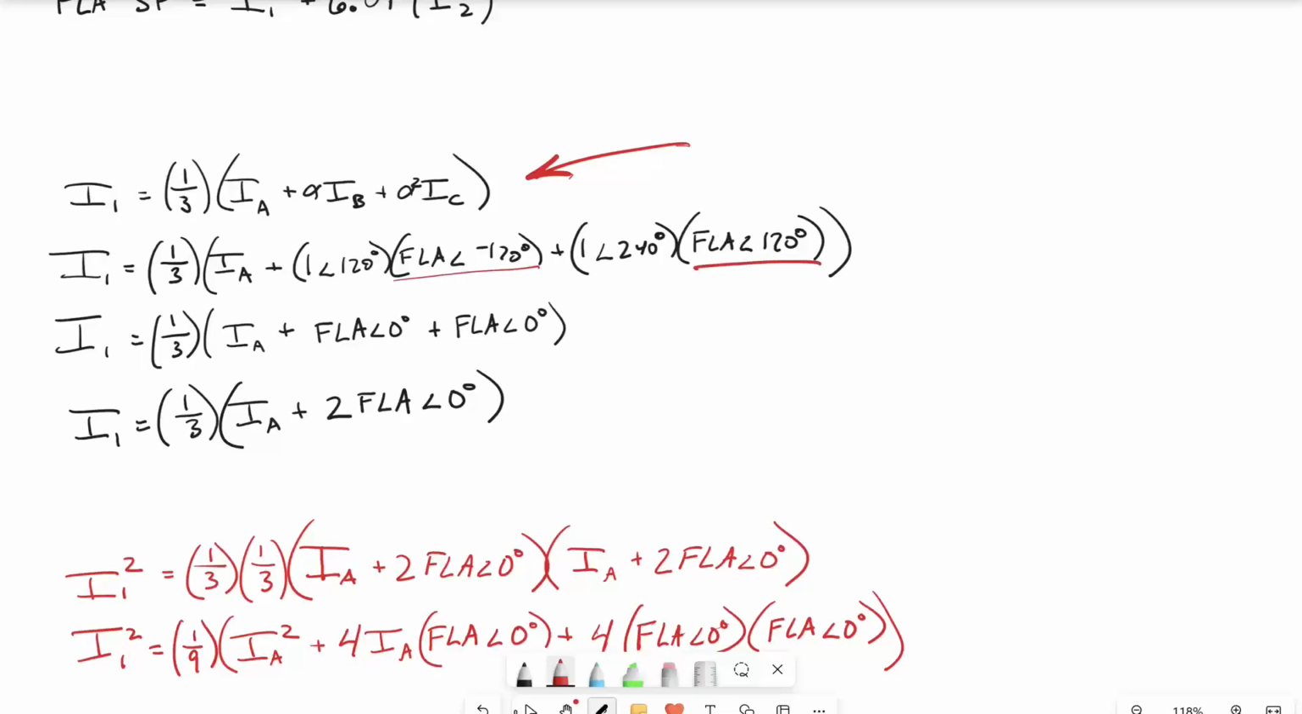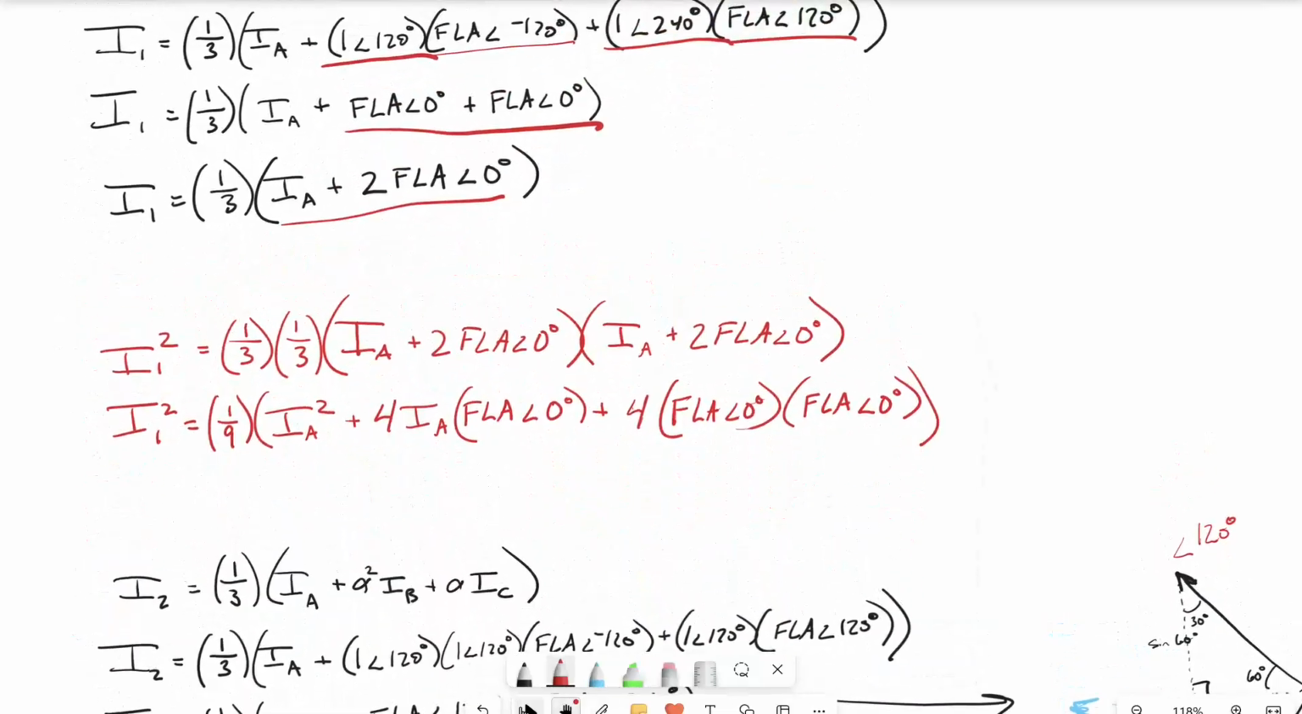So we might as well just leave them there, give them their angle compensations, and figure out what it's going to be. And lo and behold, when you say, hey, FLA at minus 120, and then you have a 120, it goes back to 0. And we want everything to be in 0 degrees because our final answer is going to be some magnitude of A phase at 0 degrees. So this becomes FLA and FLA, add them up. Now you have 2 FLA.